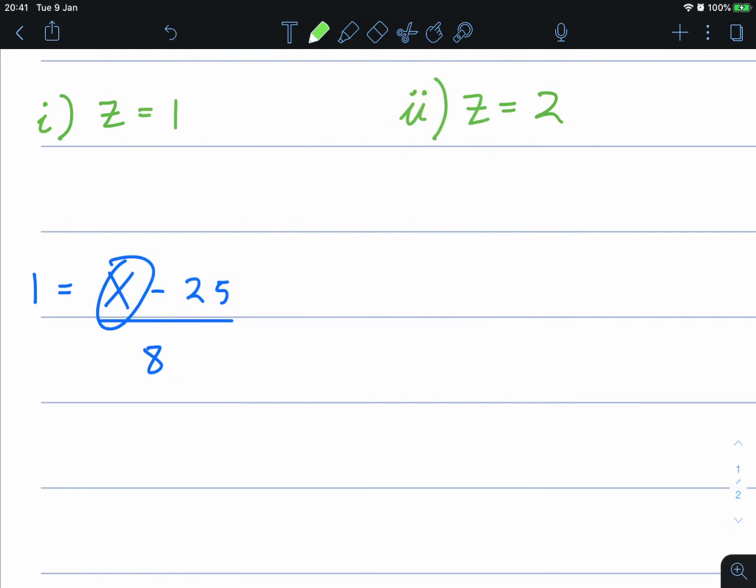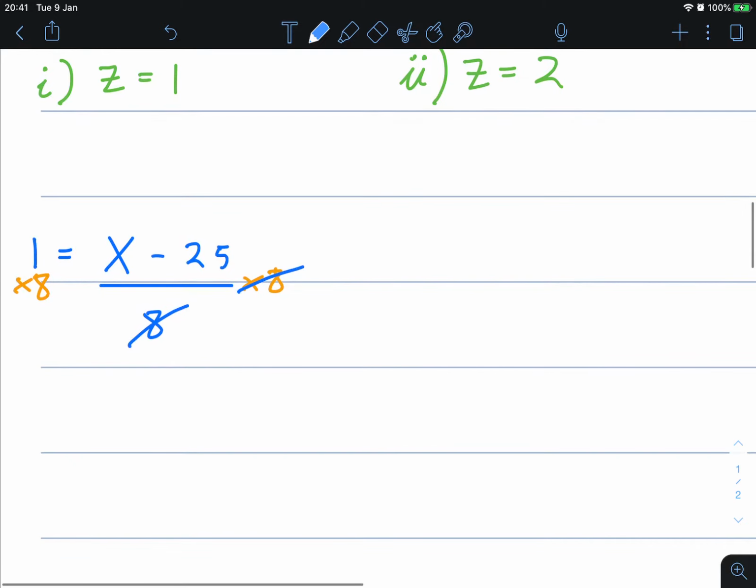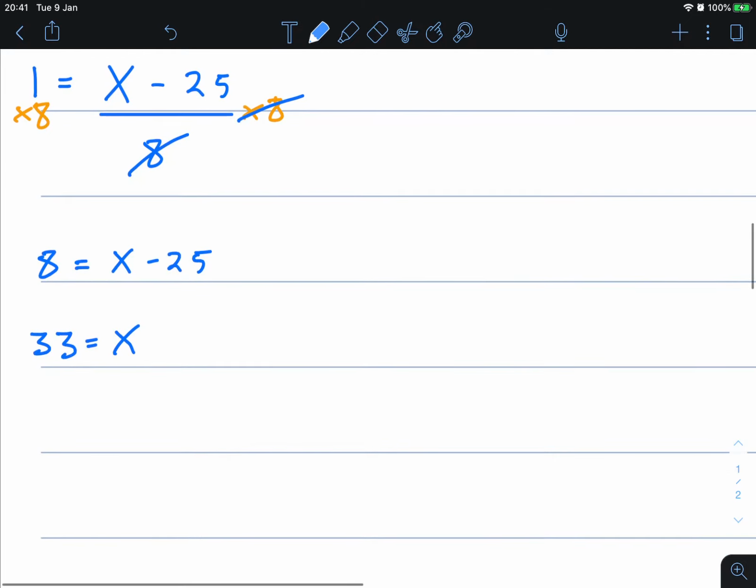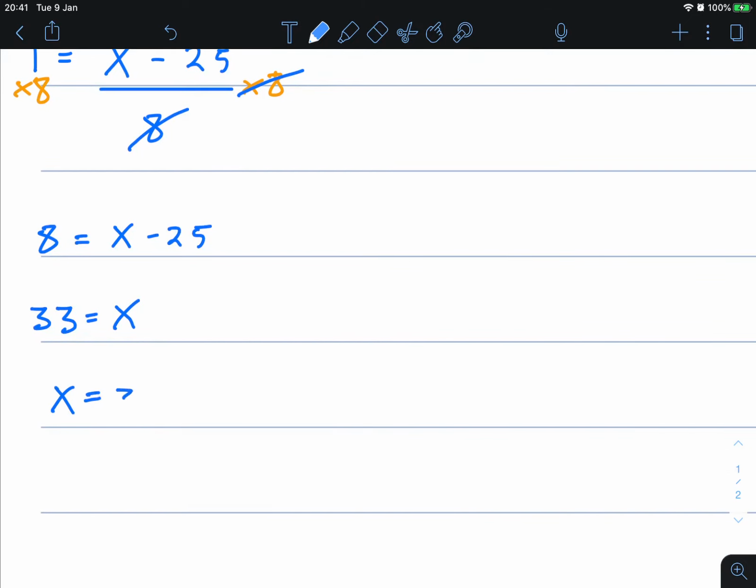How we're going to do that is we're going to remove the denominator first by multiplying 8 on both sides. This will cancel, leaving us with 8 is equal to capital X minus 25. And if we add 25 to both sides, we get 33 is equal to X. Let's rearrange this to make it nice and neat. Capital X is equal to 33.